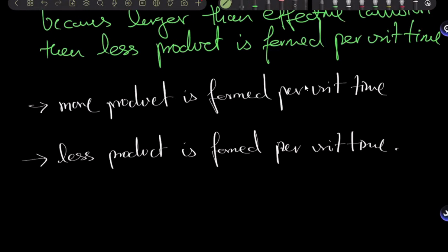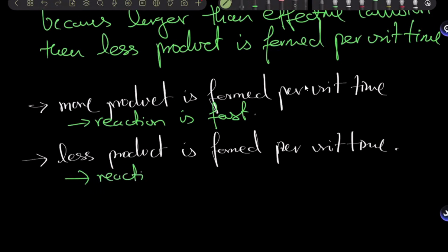The first one, more product is formed per unit time. The more amount of product is being formed in the same time. That means the reaction proceeds faster. So more product is formed per unit time, the reaction is fast. Or if less product is formed per unit time, the reaction is what? The reaction is slow.